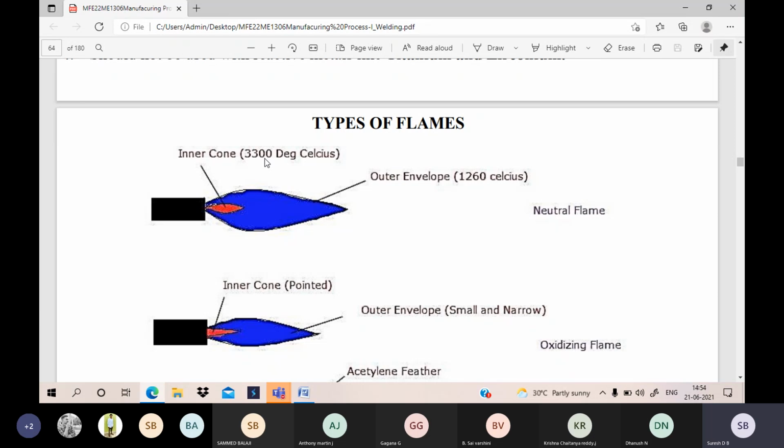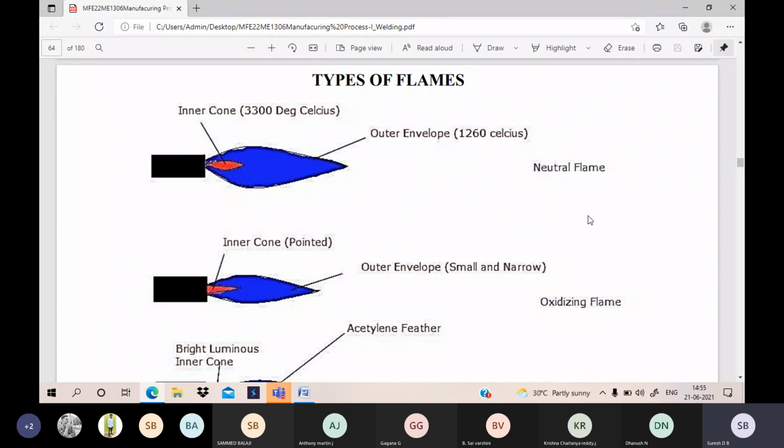See here, 3300 to 1260, that much temperature is reduced within a short time and within less dimensions. This type of flame is called a neutral flame. In the neutral flame, two zones are there. The first one is the inner cone, and the second one is the outer envelope. In the inner cone, the temperature is around 3300 degrees Celsius. The outer envelope temperature is around 1260 degrees Celsius. That much temperature is present. This type of flame is called a neutral flame.